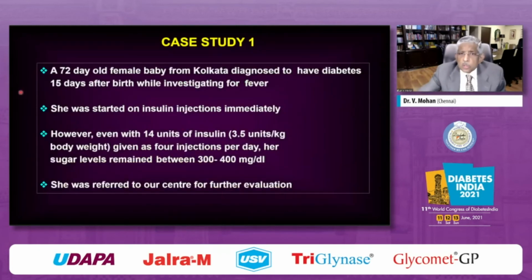Let me again tell you a story. This is a female baby who was referred to us from Kolkata. They said, can you rule out, because she's 3 months old, whether this child has neonatal diabetes? She had been started on insulin injections. She was on 14 units, 3.5 units per kg body weight, given as 4 injections per day. But her blood sugar remained 300, 400. So she was referred to us and they said, can you evaluate her?